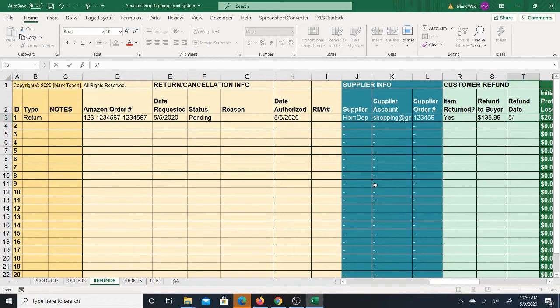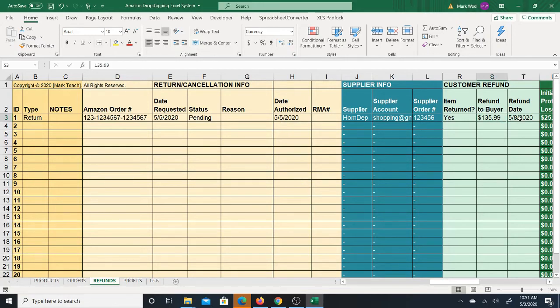The refund date is the date that you give that money back to the buyer. So let's say you refund them on the 8th. So you refund this amount to the buyer.